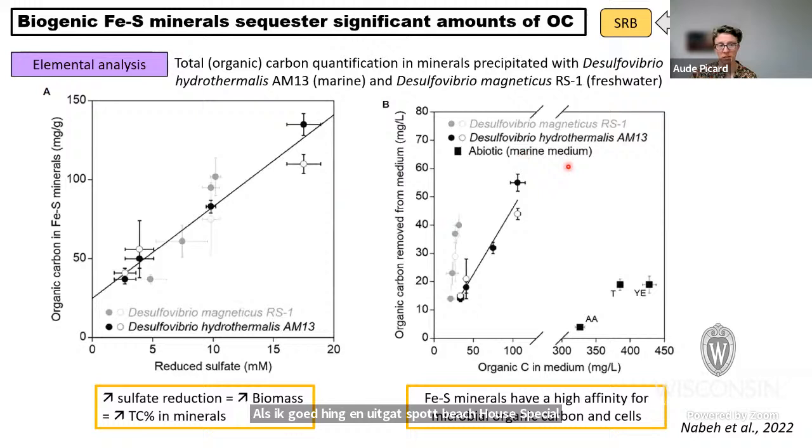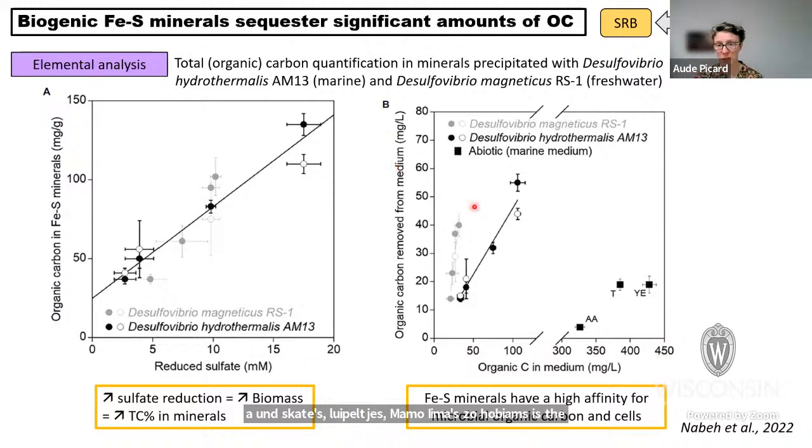And we did some quantification. In this case, we have an experiment with this marine strain and then with a freshwater strain. And then we grew them with iron, in conditions where they could reduce more and more sulfate. In this case, they produce more and more biomass. So the more biomass is available, the more carbon is stored into the minerals.